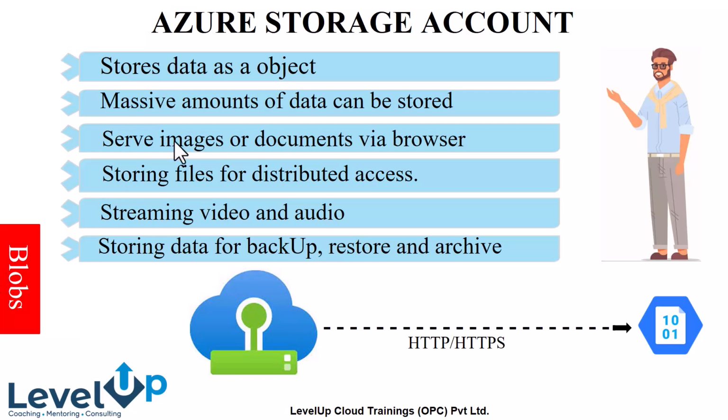So now, what is a blob? Under an Azure Storage account, there are four services. One of them is blob storage, and blob storage stores the data in the form of objects. To store these blobs, we have to create something called a container. That is the first level of hierarchy. First we need to create a container, and in the container we can store blobs.